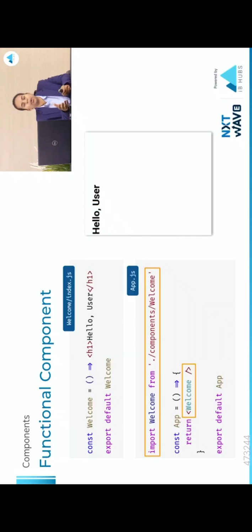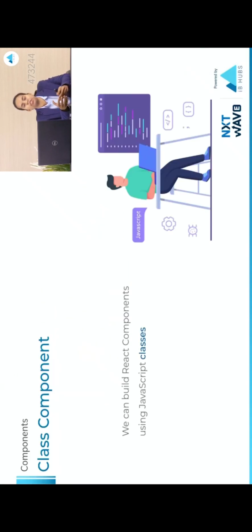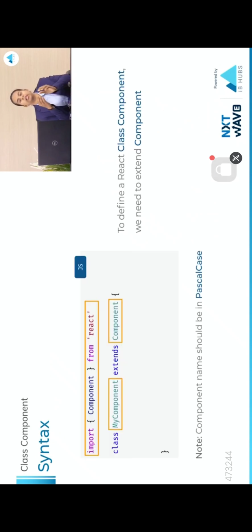Okay. Another way of building React components is the class component, where we are going to make use of JavaScript classes. So we are going to build React components using JavaScript classes. Such React components are called class components. So let's understand the syntax here. To define a particular class as a class component, we need to extend that class to the Component class. In the React module, there is a Component class.